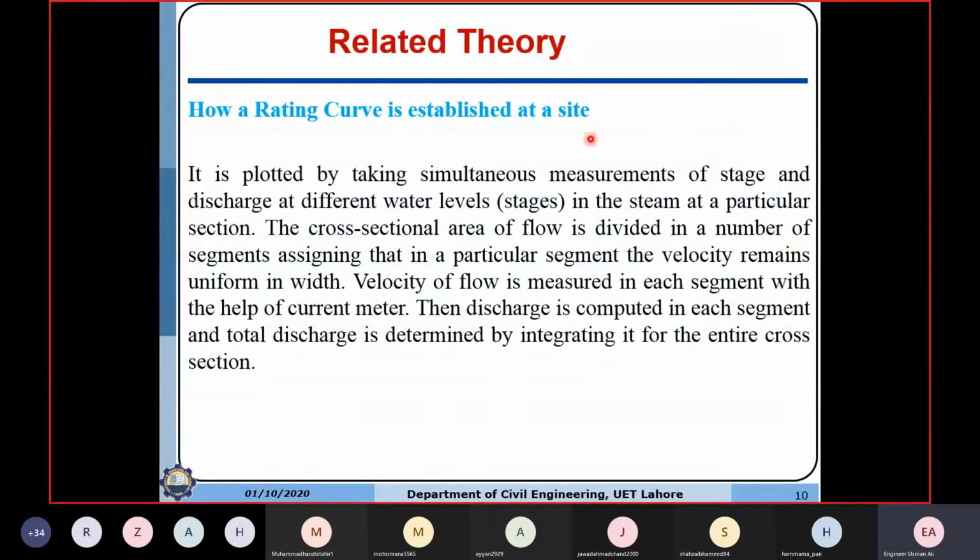So how is the rating curve established at a site? It is plotted by taking simultaneous measurements of stage and discharge at different water levels or stages in the river stream at a particular section. As I mentioned, it is done for the rising stage as well as for the falling stage.